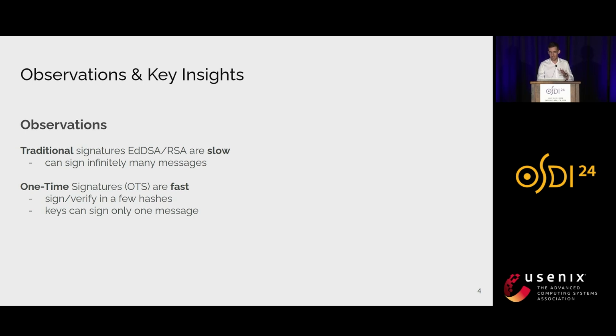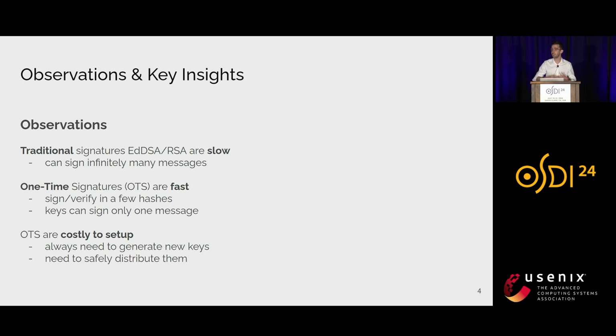So as you can imagine, one-time signatures are not very practical because they are kind of costly to set up. Every time you want to send a message, you have to generate a new key, that's expensive. Not only do you have to generate it, but you also have to distribute it to the verifiers in a safe manner. That is a bit tricky. So that doesn't quite give us the microsecond scale performance in a practical fashion as we're expected. But maybe there are a couple of insights that we could leverage to get there.